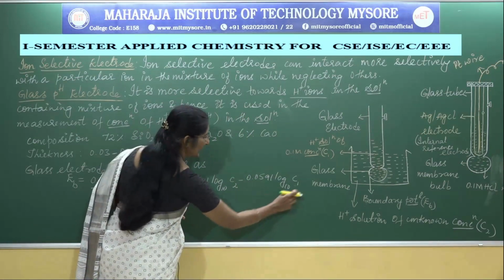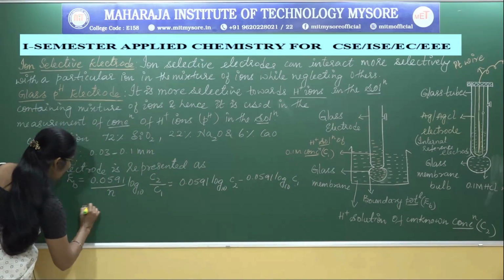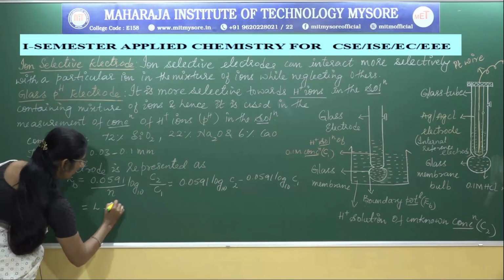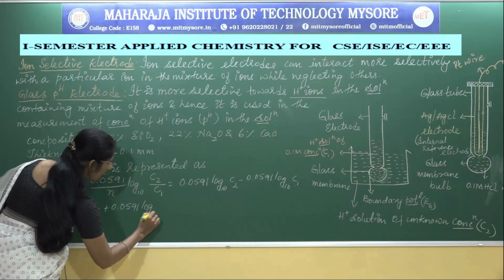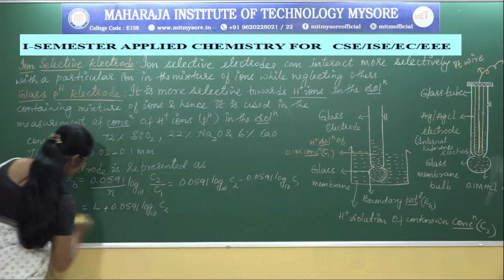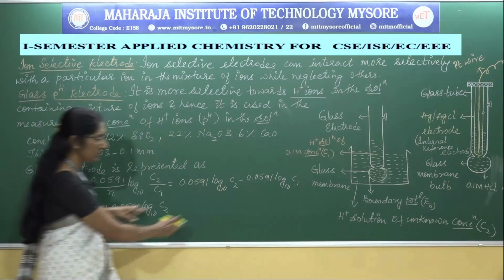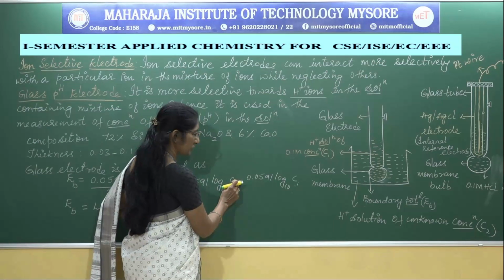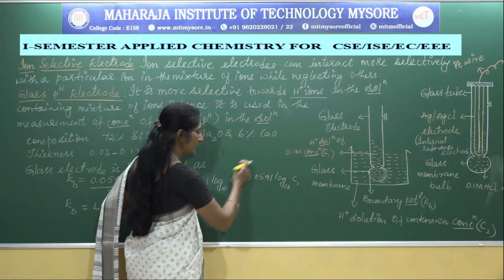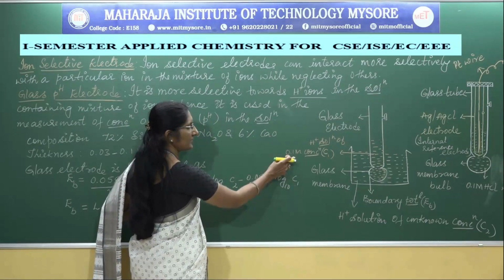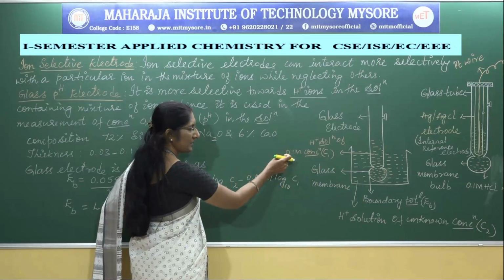So therefore I am considering this whole term as L. So EB is equal to L plus 0.0591 log base 10 of concentration of C2. What is the L value? L is equal to minus 0.0591 log base 10 of C1. Why does it become constant? Because the concentration of H plus ion inside the membrane always remains constant.